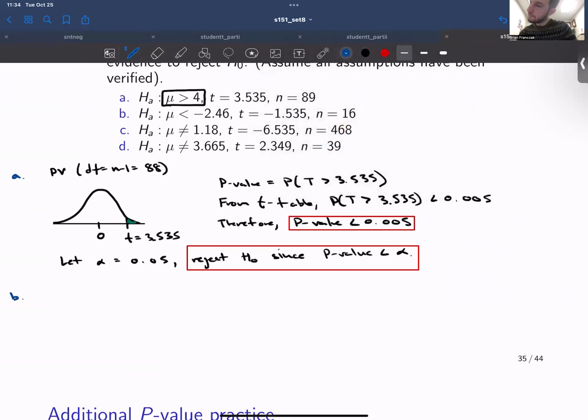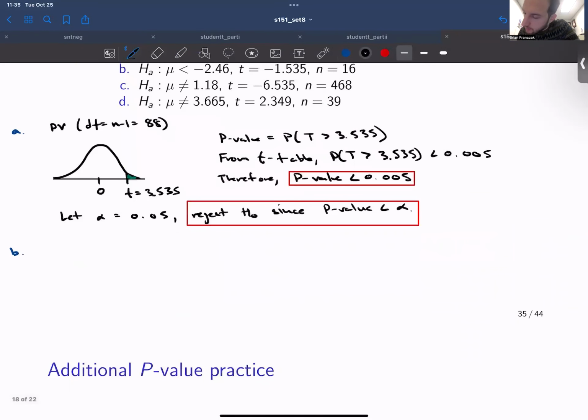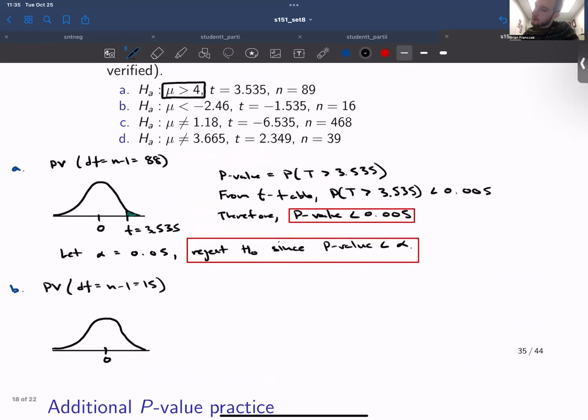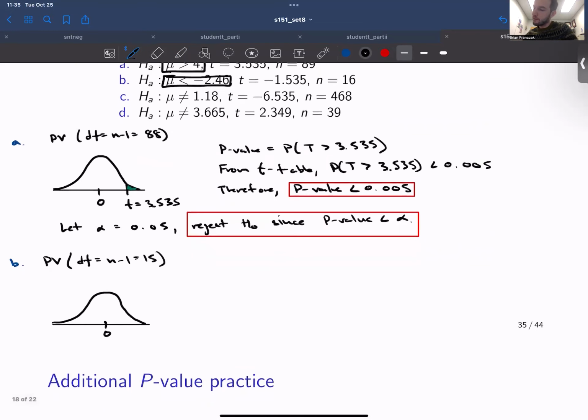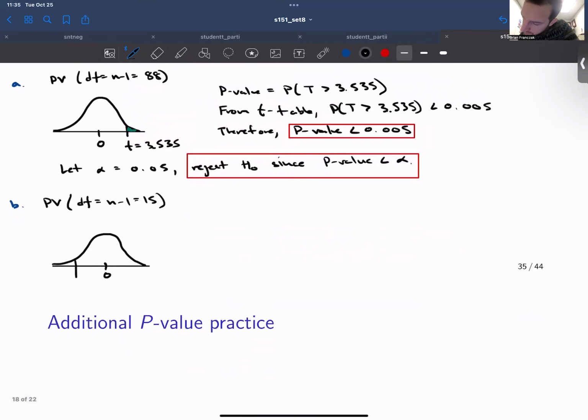All right, part B. The alternative is that mu is less than negative 2.46. The test statistic is negative 1.535, and n is equal to 16. So here we have n minus 1, which is 15. We start by sketching out our t curve, centered at 0. In this case, we have a lower tail test. We're being told that mu is less than negative 2.46, so we mark down our test statistic, which is negative 1.535.